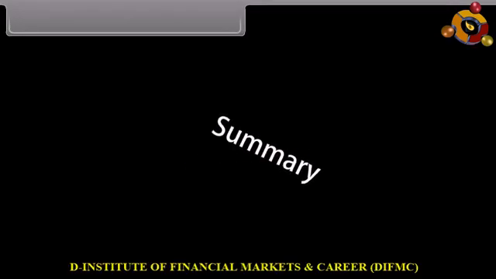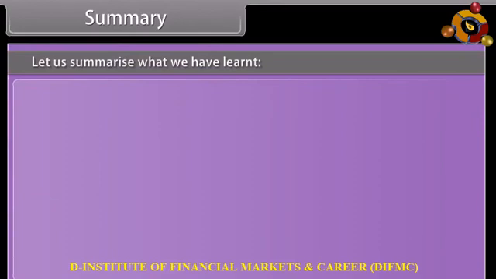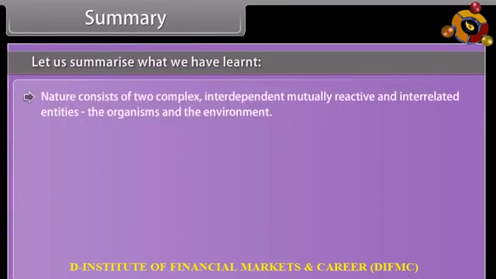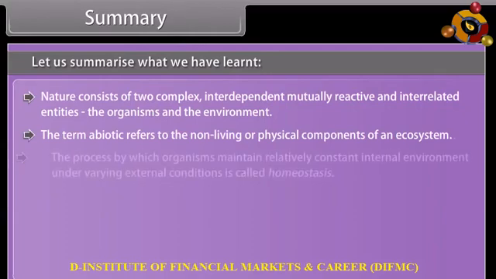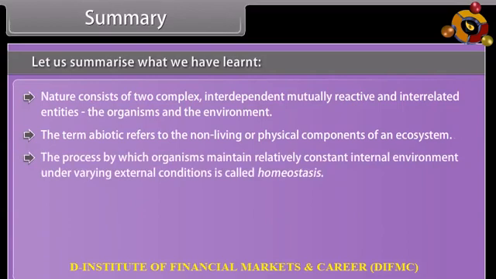Summary. Let us summarize what we have learned. Nature consists of two complex, interdependent, mutually reactive and interrelated entities, the organisms and the environment. The term abiotic refers to the non-living or physical components of an ecosystem. The process by which organisms maintain a relatively constant internal environment under varying external conditions is called homeostasis.